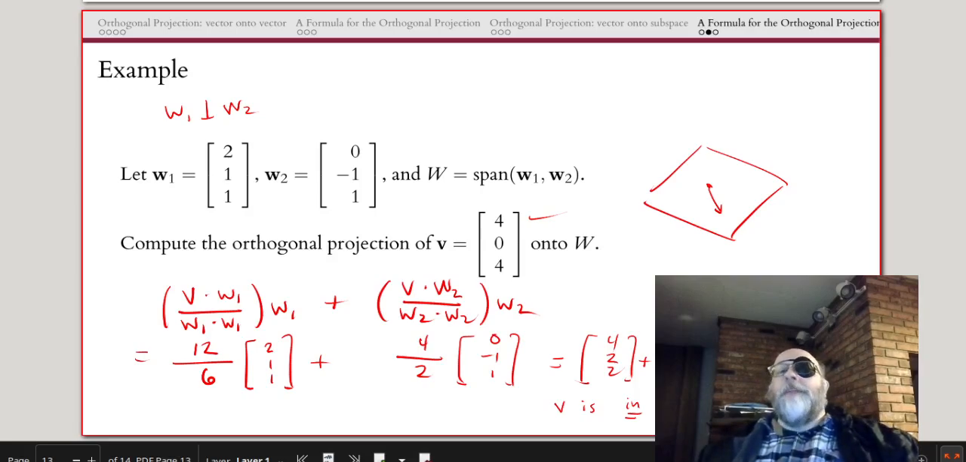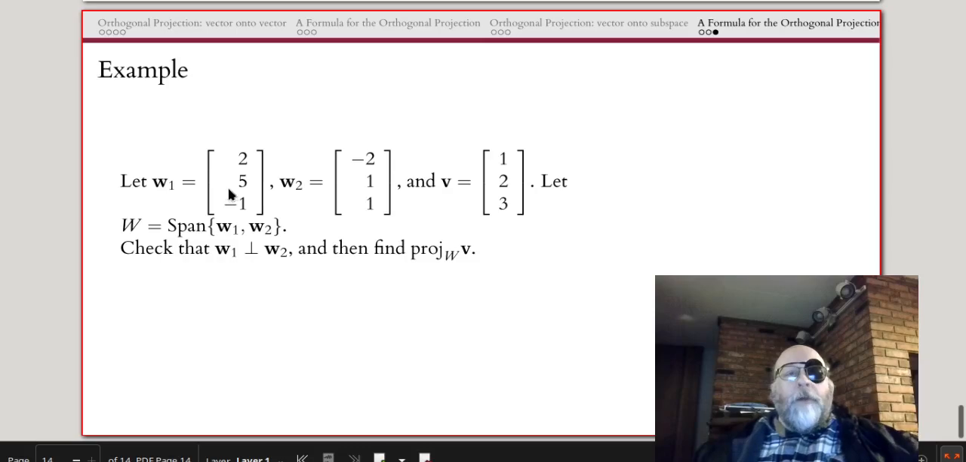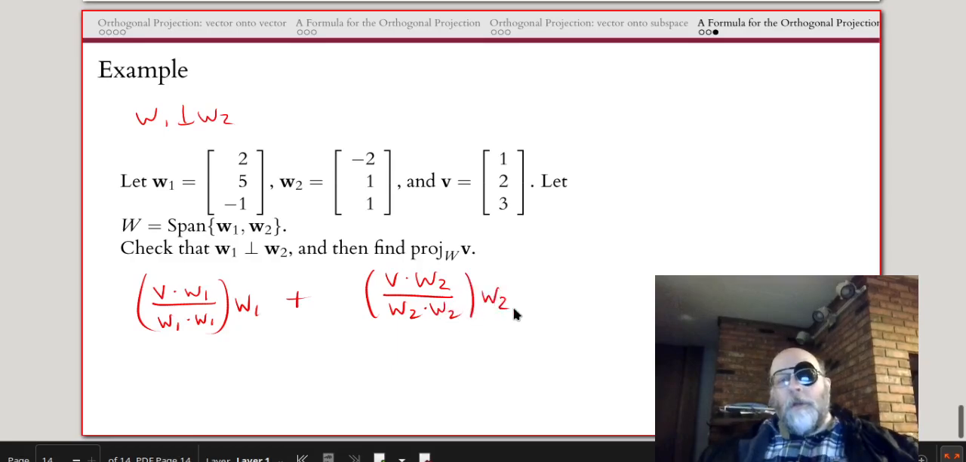Let's try an example where that doesn't happen. Here's w1 and w2. They are orthogonal because their dot product is -4 plus 5, that's +1, plus -1 is 0. And my vector v is (1, 2, 3). We're going to project v onto this plane. So the first thing we'll do is project v onto w1, and then we will project v onto w2. And then we add these together.